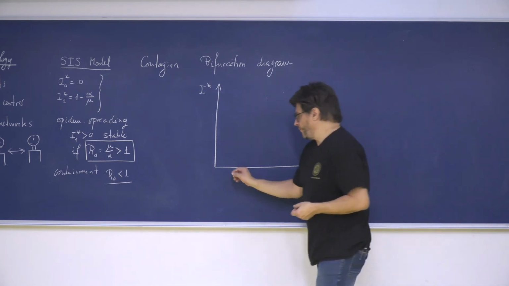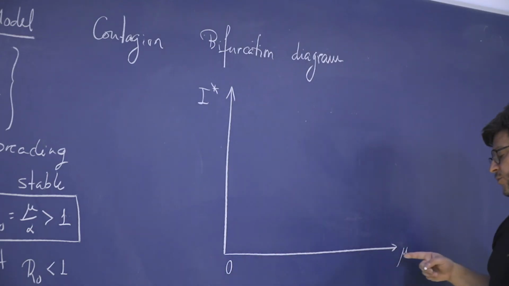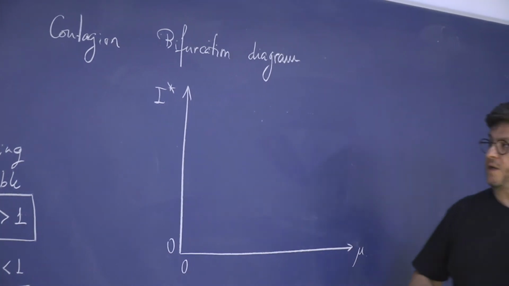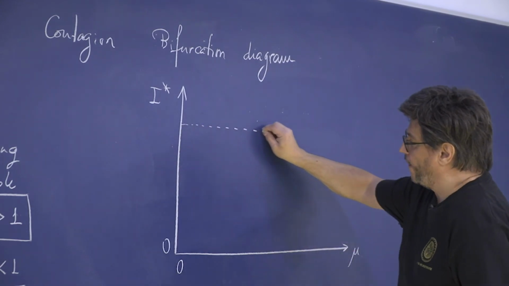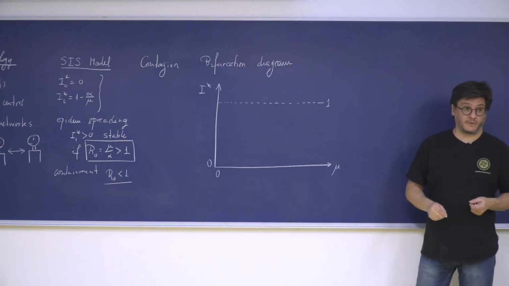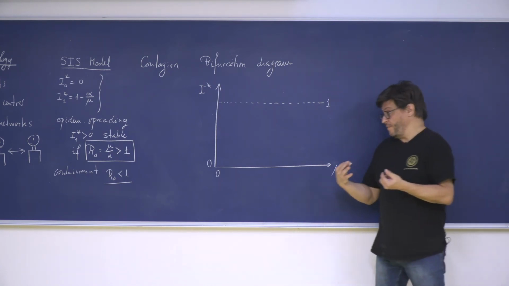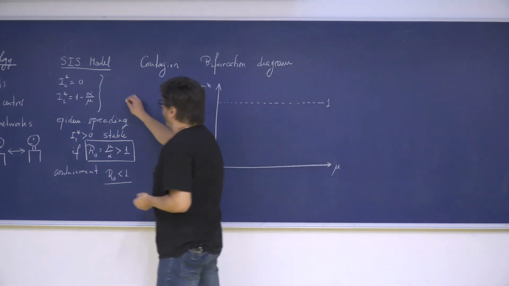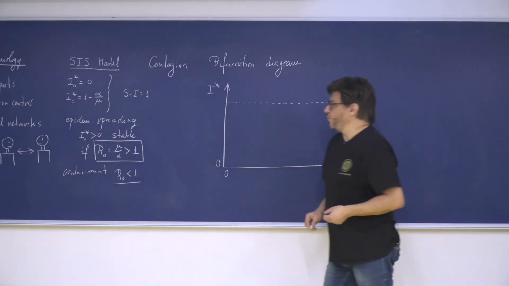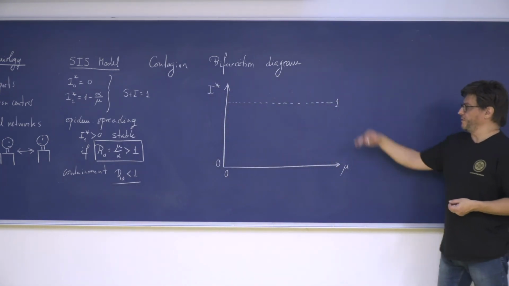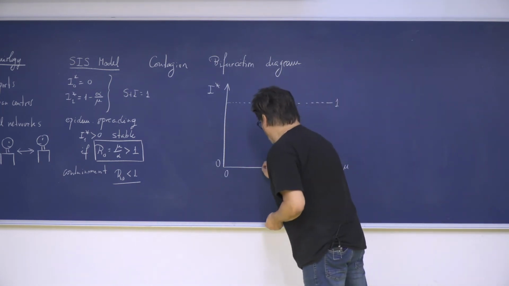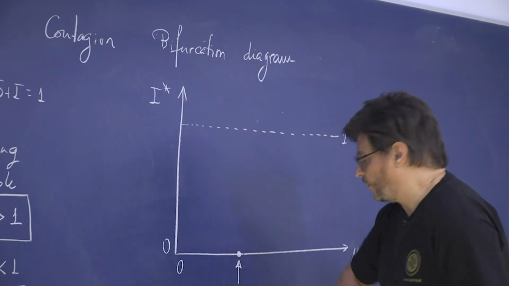What things do we know? Let's put here 0 for zero propagation of the pathogen. This is 0 for the infected individuals, and we know that there's a maximum amount of infected individuals, which is the maximum population size, that remember that we normalized, right? For simplicity, we assume that S and Y are relative populations, okay?